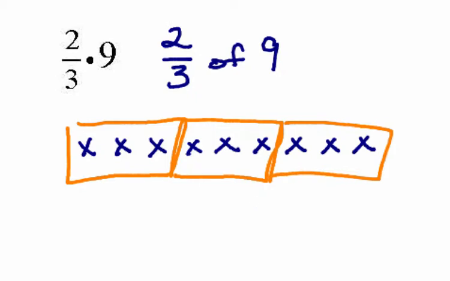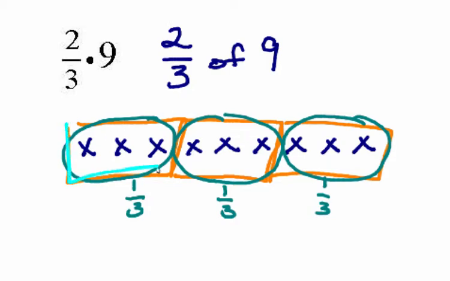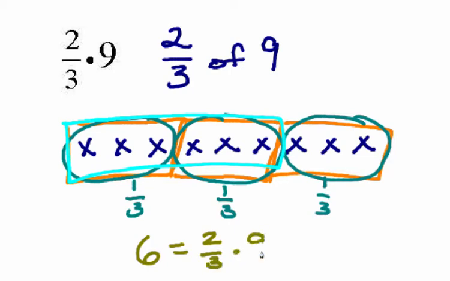So if I want 2/3 of this, there's 1/3. And here is another 1/3. And here is a third 1/3 of the original 9. So if I want 2/3 of this, I'm going to take these 2/3. And how many x's are in that 2/3 bin? Well, there are 6 of them. 6 is 2/3 of 9. 6 equals 2/3 times 9.